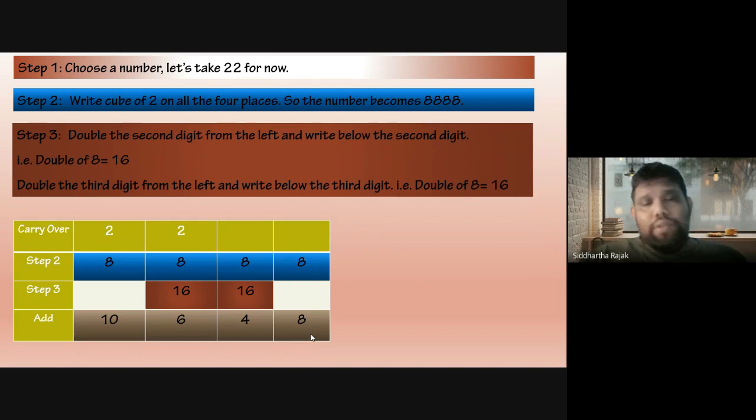And again, we do the same thing. Just leave the first and the last digit, and whatever digit is in the middle, you just double it. So double of 8 is 16, and we do that for both the numbers in the middle. So 8 twos are 16, 8 twos are again 16. So now you can start adding from the rightmost side. 8 as it is, 8 plus 16 is 24, so we put 4 down and we carry 2 over.